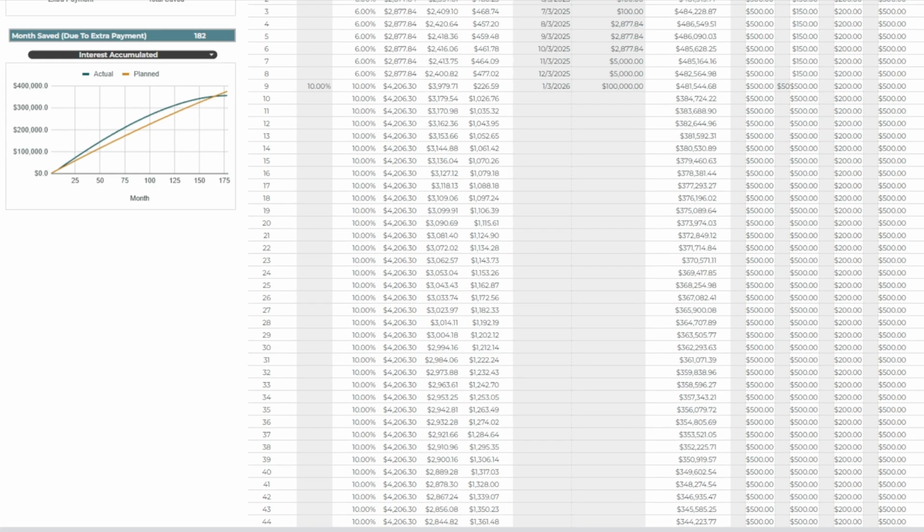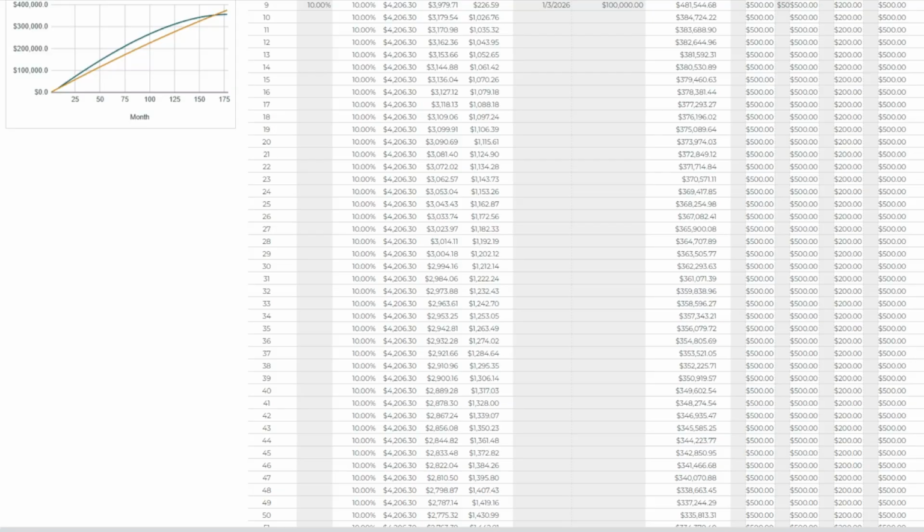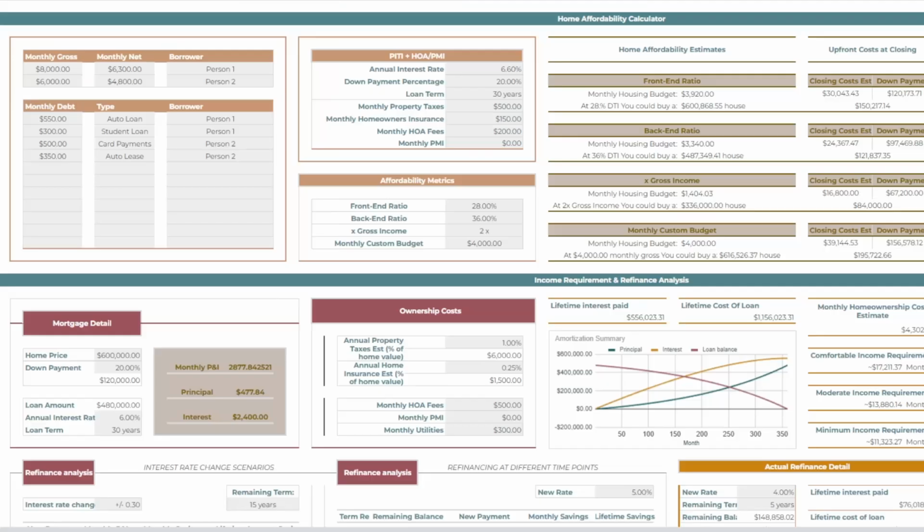Together, this gives you a complete financial picture of your mortgage, from the first payment to the final payoff, helping you understand what you can afford, what income level aligns with your comfort, and whether refinancing could save you money over the life of the loan.